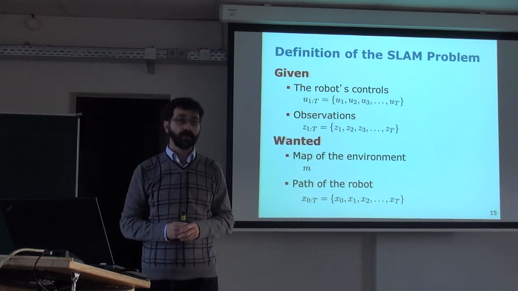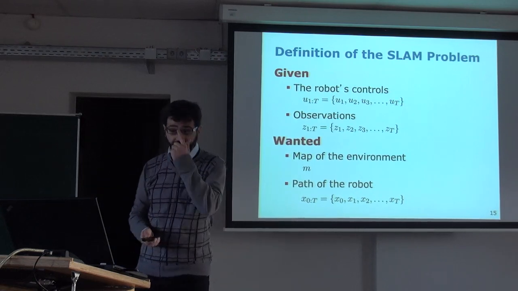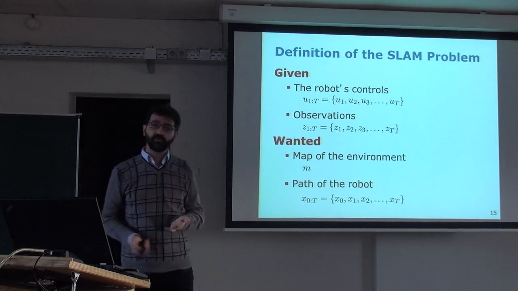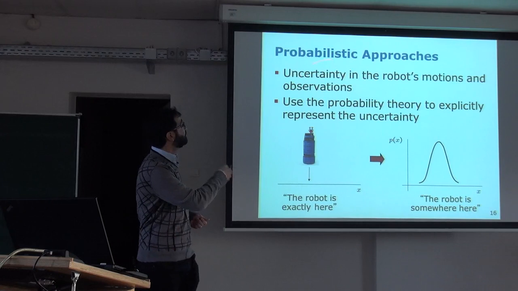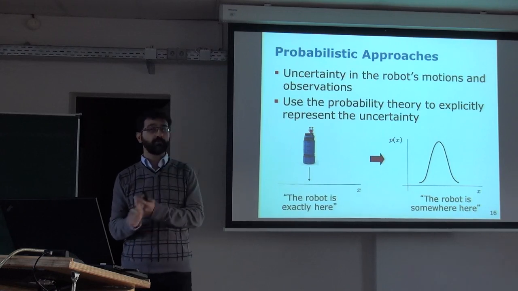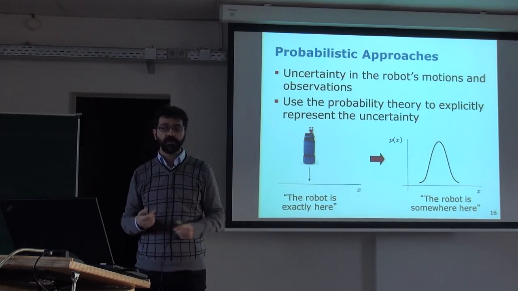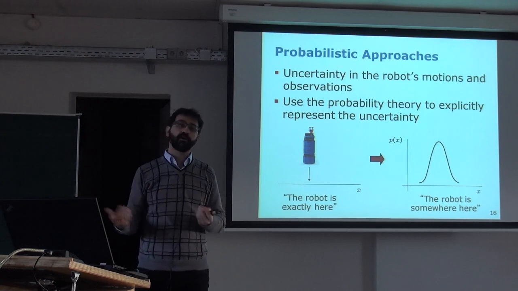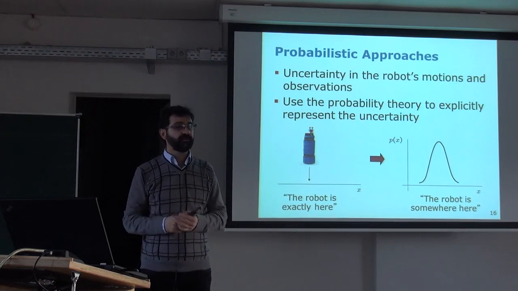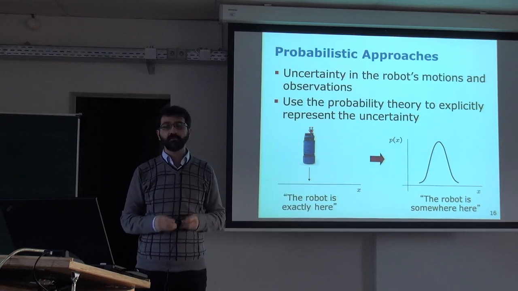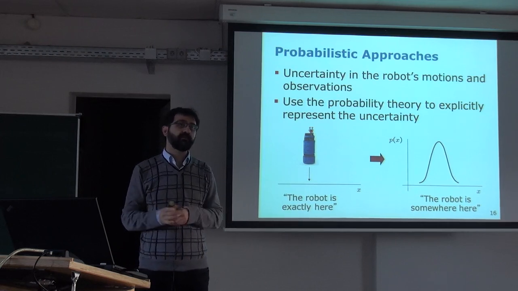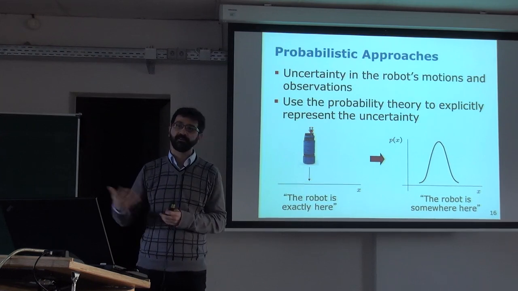Now, we are going to use a probabilistic approach for doing this, and this basically means that we are going to model uncertainties in both robot motions and observations. Then we will use probability theory, specifically Bayes' rule, Bayes' theorem and the Bayes filter, to represent, model and filter this uncertainty over time.